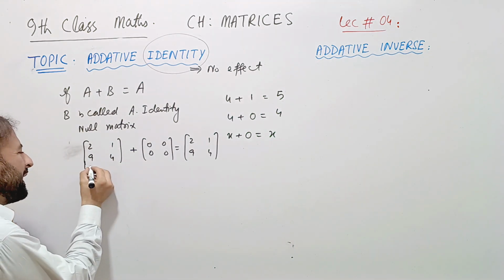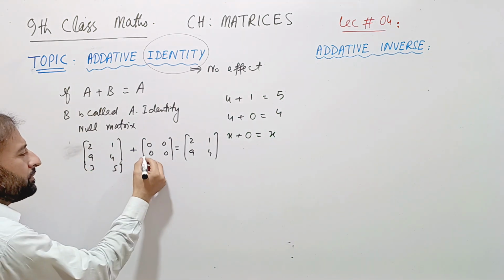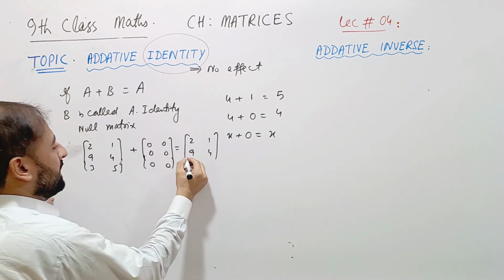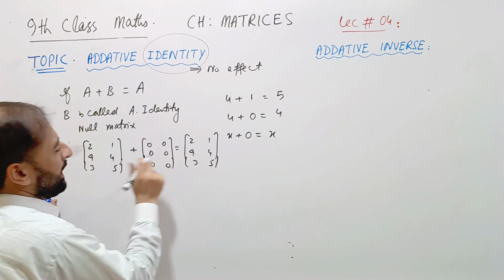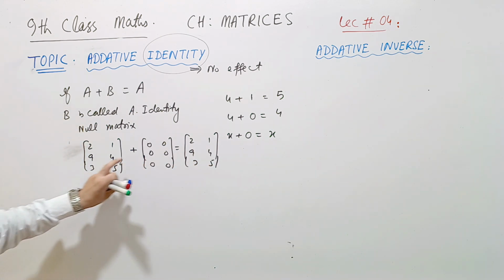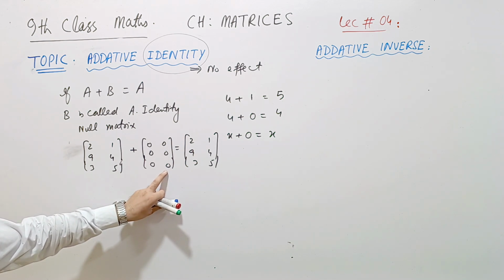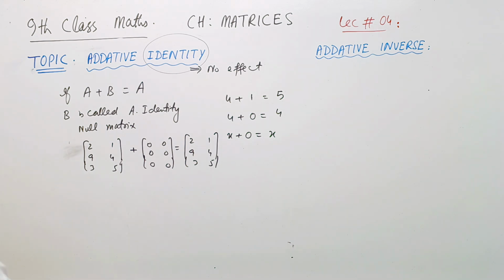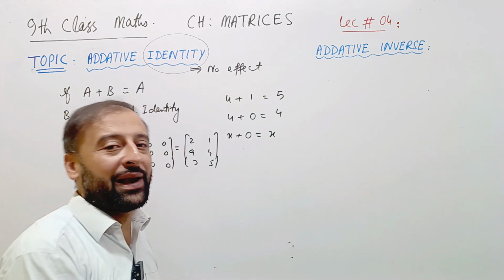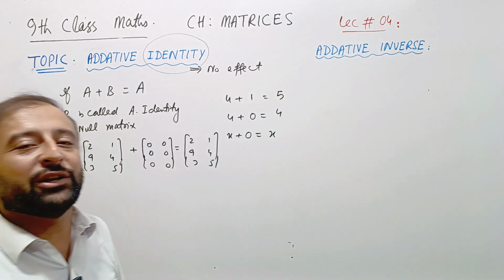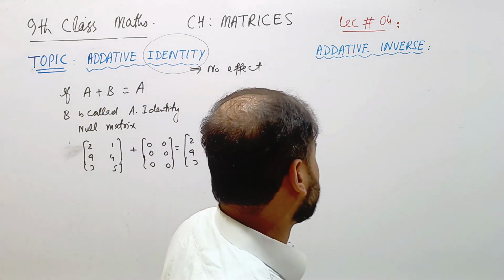If you have this matrix over here, then the null matrix will have the size. This is 3 by 2, so the size is also 3 by 2. Null matrix having the size of the given matrix A will be called additive identity for that matrix A.